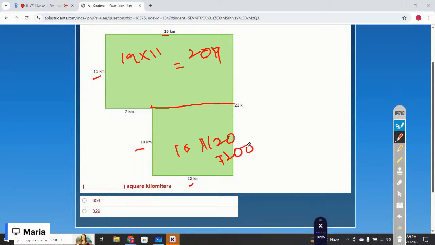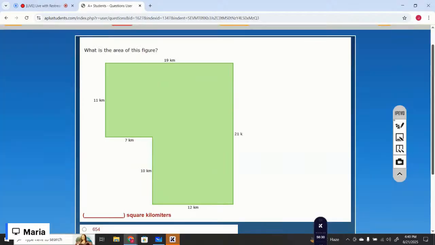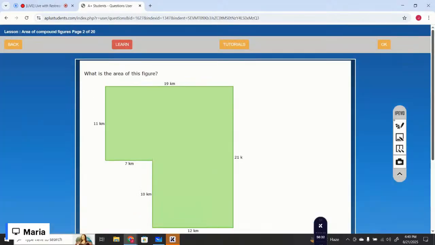10 times 12 is 120, not 1200. So what's wrong with my calculations? 19 times 11 is 209. 209 plus 120 is 329. So the correct option is option number 2, that is 320. Okay, you can complete the lesson by yourself later today.